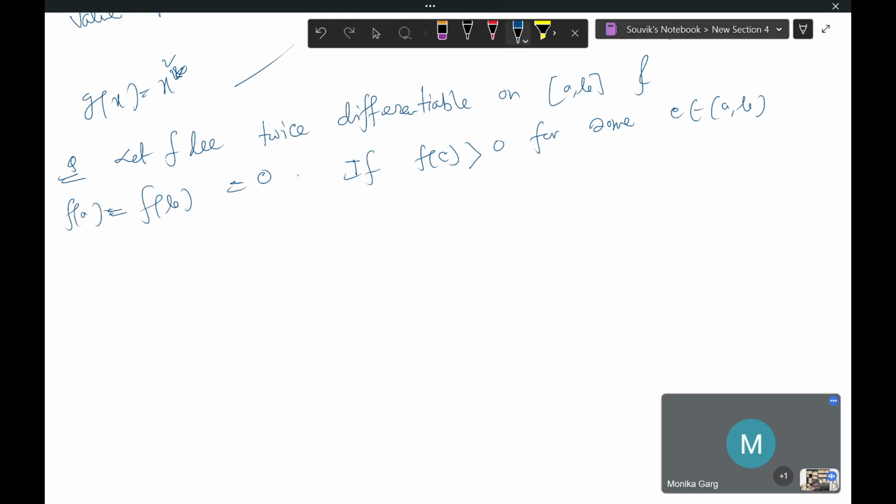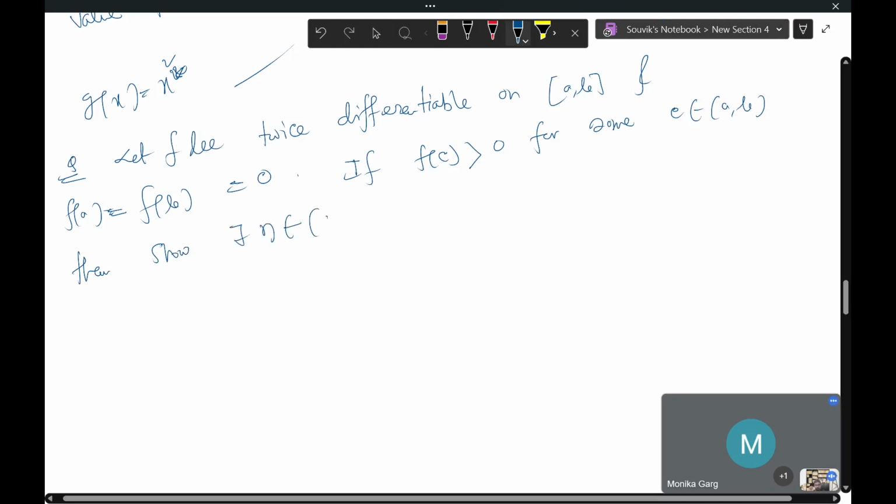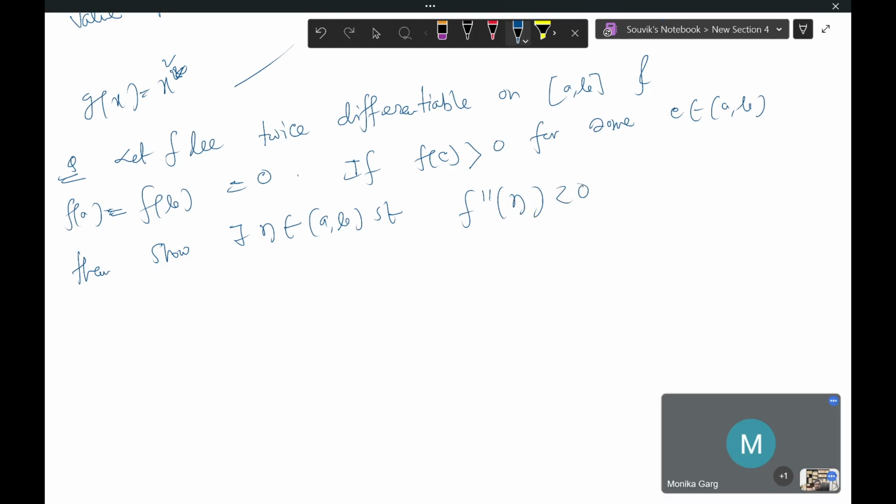If f(c) is greater than 0 for some c in the open interval (a,b), then show there is some eta in the open interval (a,b) such that f''(eta) is less than 0. So f is twice differentiable and at both endpoints f is 0. And if at some intermediate point f is greater than 0, then we can find eta such that its double derivative at that point is less than 0. Here you only need to use Lagrange's mean value theorem two times. So let's try.